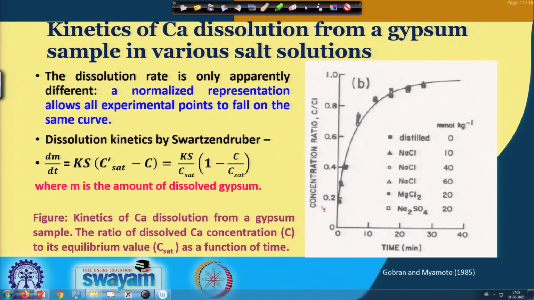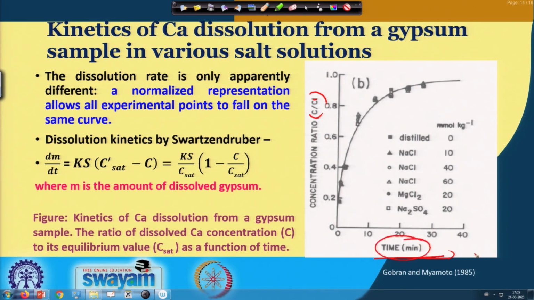So, we see that the concentration ratio, which is denoted by C by C sat, increases with the passing of time. As the time increases, there is an increase of this concentration ratio. In this figure it is showing the kinetics of calcium dissolution from a gypsum, where the ratio of dissolved calcium concentration to its equilibrium value, the calcium equilibrium value, is plotted as a function of time. We can see this ratio is continuously increasing when we are increasing the time.